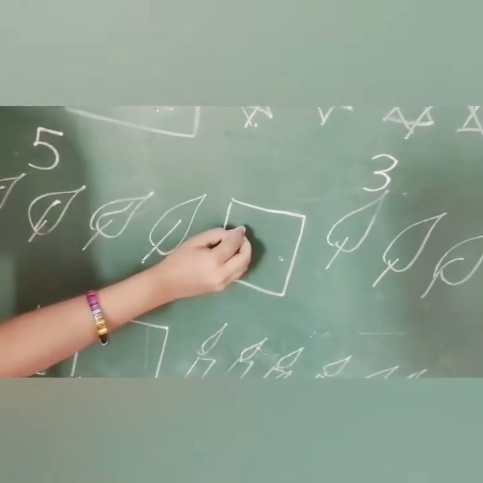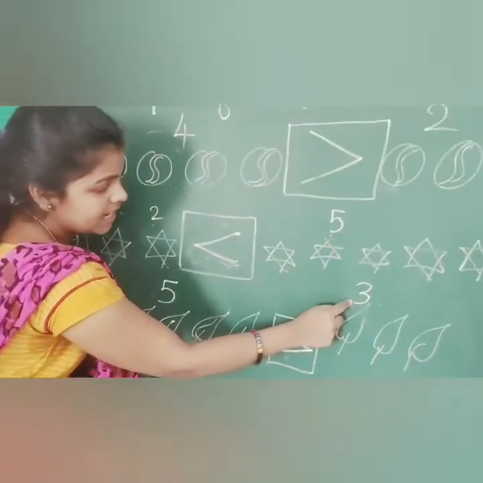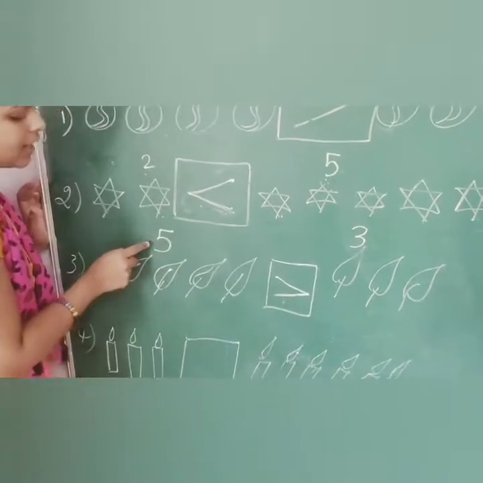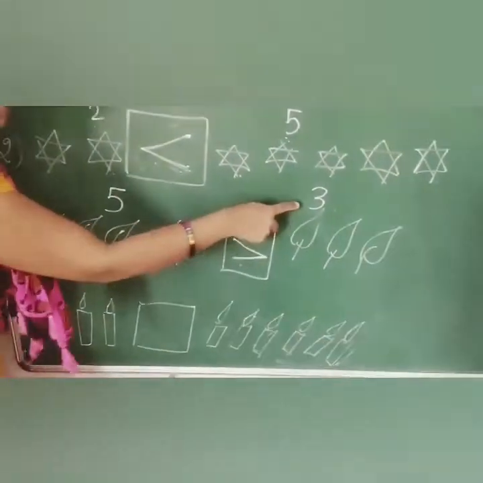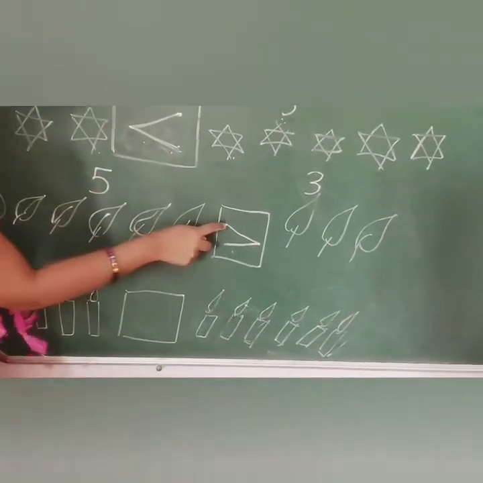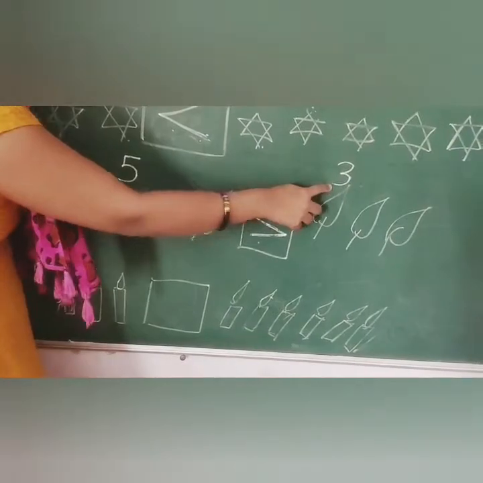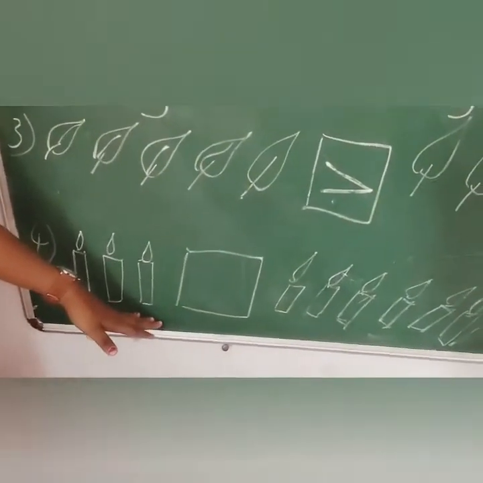Let me join all these dots like this. We already know, yes or no? 5 is always bigger than 3 and 3 is always smaller than 5. How can you say that 3 is smaller? Because 3 has 1 point and 5 has 2 points. So 5 is greater than 3. Let me show another example.